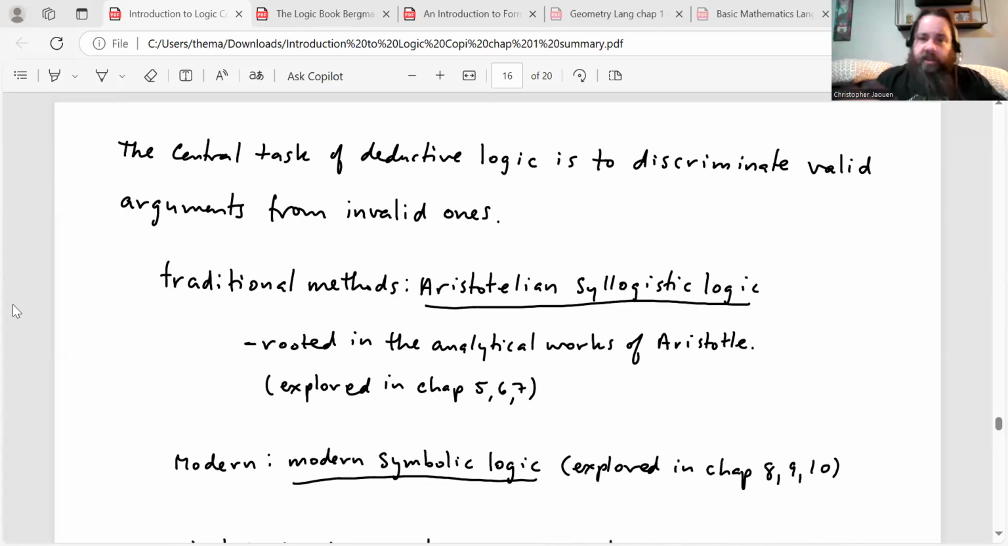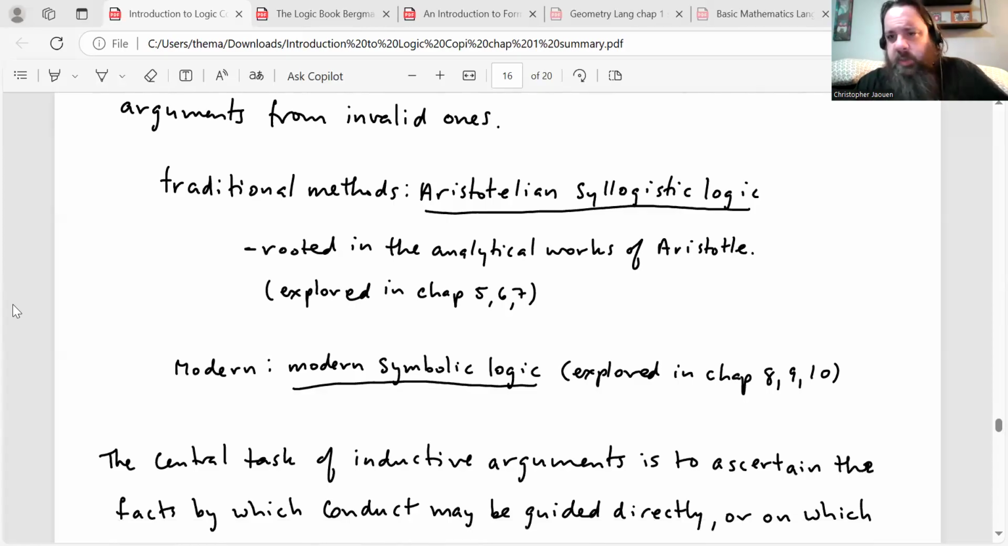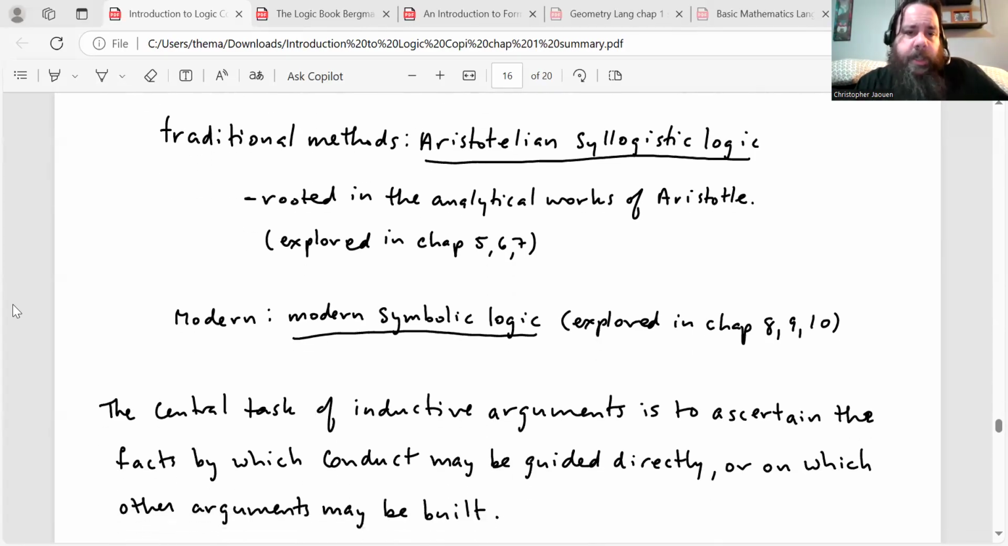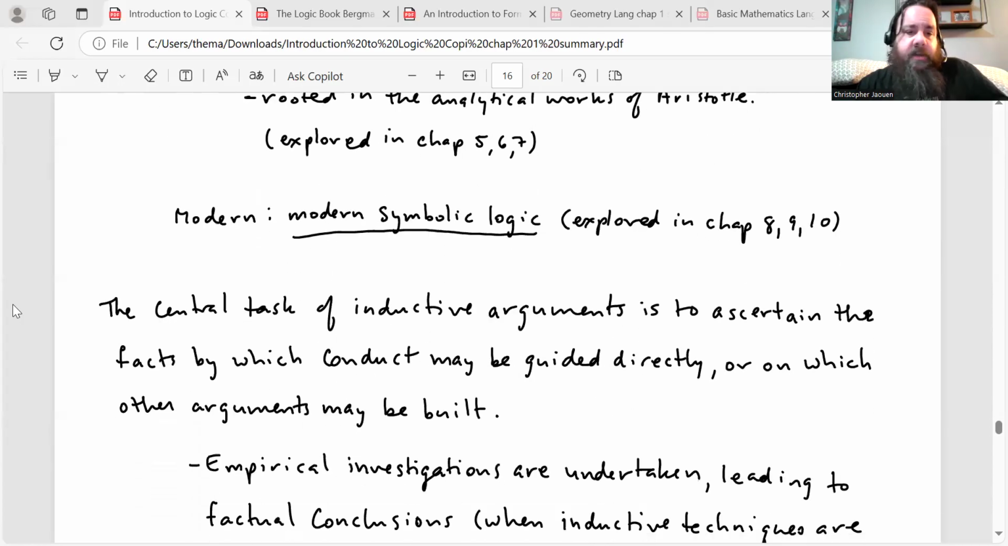There are traditional methods, which are called Aristotelian syllogistic logic, and this is rooted in the analytic works of Aristotle, which are explored in chapters 5, 6, and 7 of Copi's book. We will be studying Aristotle's work in general as part of my study of the early philosophers as well, if you're following along with that series on my channel. Right now, we just started Plato, though. Modern symbolic logic is explored in chapters 8, 9, and 10.